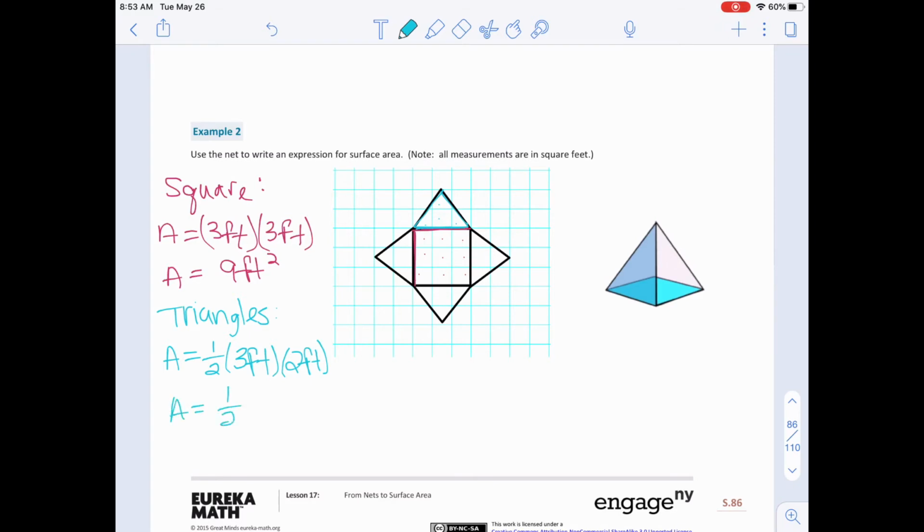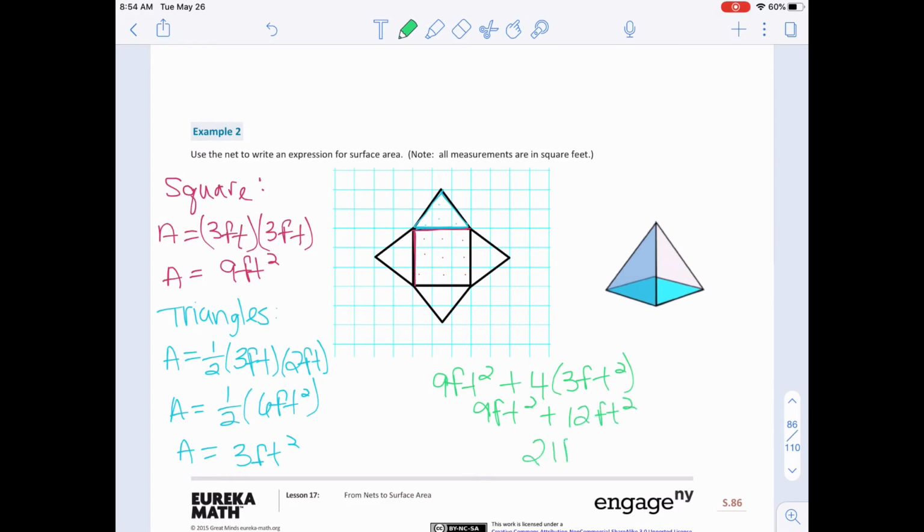So I have 1/2 times 6 feet squared. So those triangles are all 3 feet squared. So now to find the total area, I take my square, which is 9 feet squared, plus 4 times my 3 feet squared because I have 4 of those triangular bases. So I get 9 feet squared plus 12 feet squared, which is 21 feet squared for my surface area.